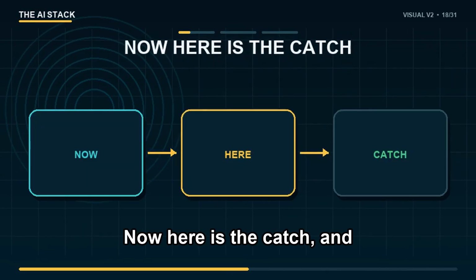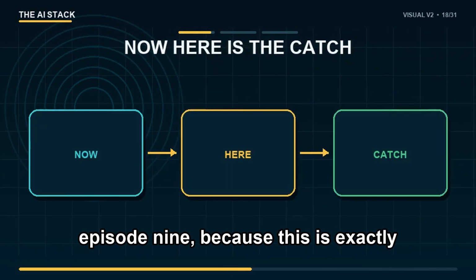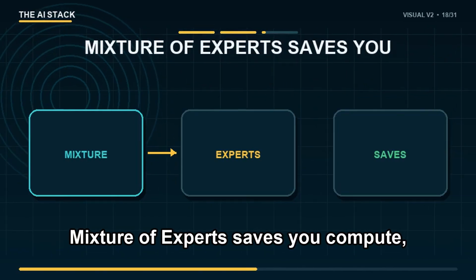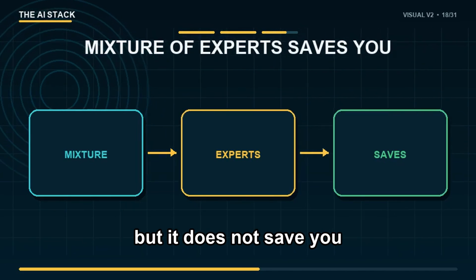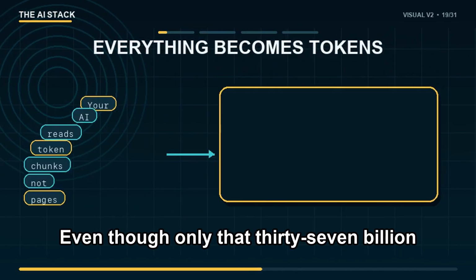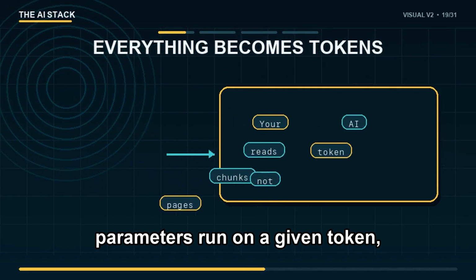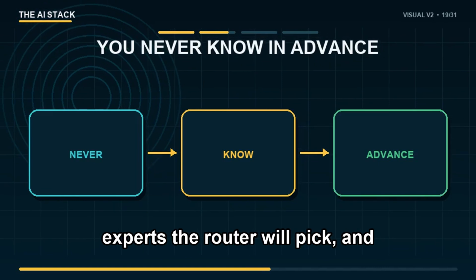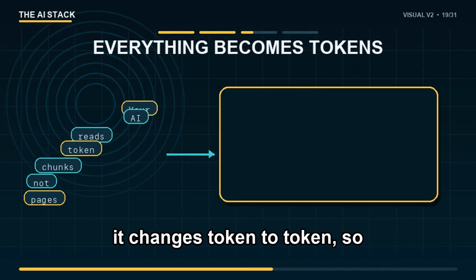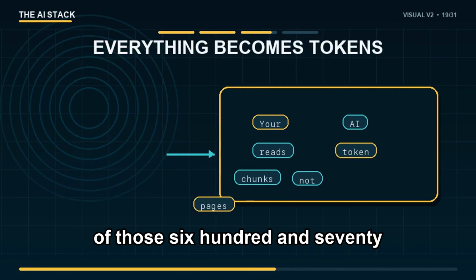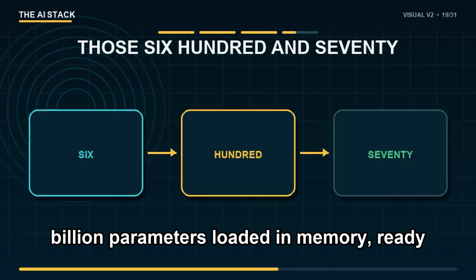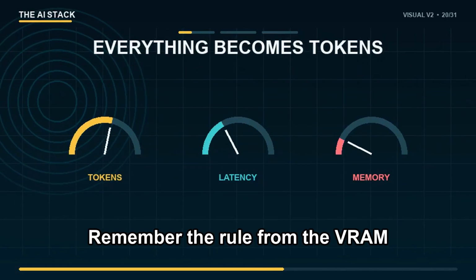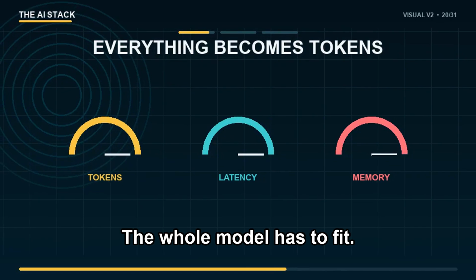Now here's the catch, and it takes us straight back to episode 9 because this is exactly where people get burned. Mixture of experts saves you compute, but it does not save you memory. Even though only that 37 billion parameters run on a given token, you never know in advance which experts the router will pick, and it changes token to token. So you must keep every single one of those 670 billion parameters loaded in memory, ready to go. Remember the rule from the VRAM episode. The whole model has to fit.